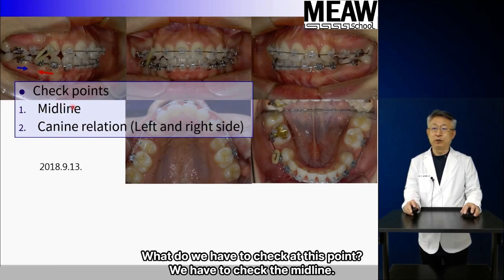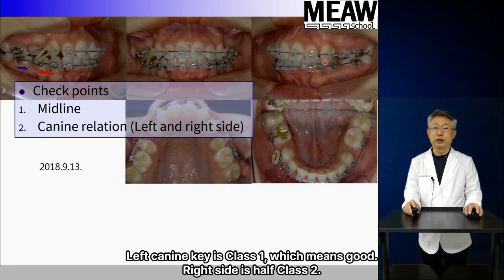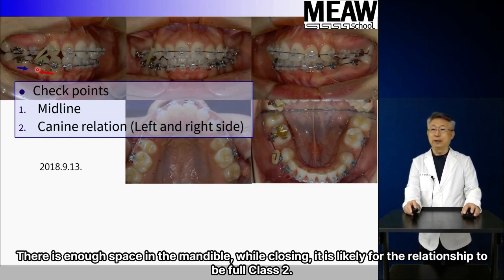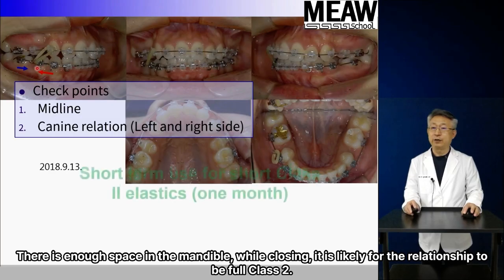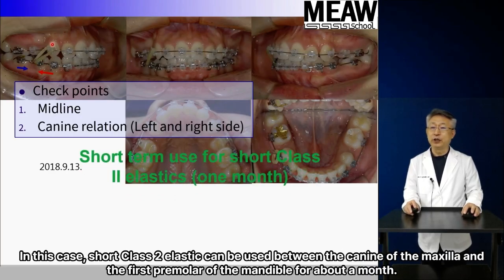What do we have to check at this point? We have to check the midline. Then check the canine key. Left canine key is Class 1, which means good. Right side is half Class 2. There is enough space in the mandible. While closing, it is likely for the relationship to become full Class 2. In this case, a short Class 2 elastic can be used between the canine of the maxilla and the first premolar of the mandible for about a month.